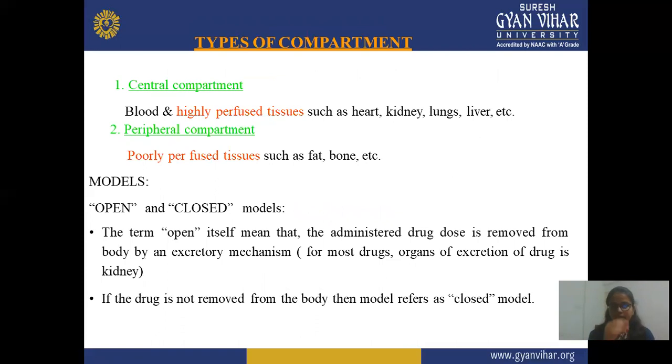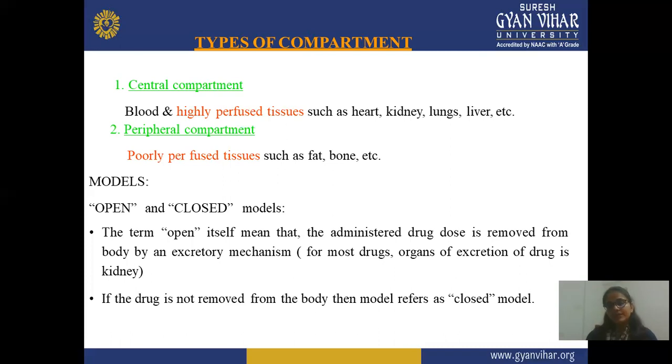These are the compartments: the central compartment and the peripheral compartment. The central compartment is blood and highly perfused tissue like kidney, lungs, and liver. These tissues are mainly highly perfused. And the peripheral compartment is poorly perfused tissue like bone and fat. And in this model, there are two types: one is the open model and the second is the closed model. In the open model, administration of a drug or dose is removed from the body by an excretory mechanism. For most drugs, the organ of excretion is the kidney.